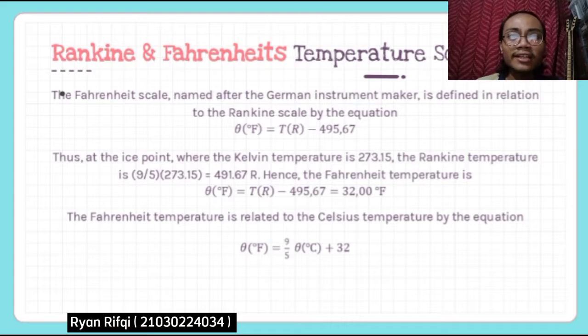Thus, at the ice point, where the Kelvin temperature is 273.15, the Rankine temperature is 9/5 times 273.15, which is equal to 491.67 R. Hence, the Fahrenheit temperature theta degrees F is equal to T_R minus 459.67, which is equal to 32 degrees F. The Fahrenheit temperature is related to the Celsius temperature by the equation theta degrees F is equal to 9/5 theta degrees C plus 32.